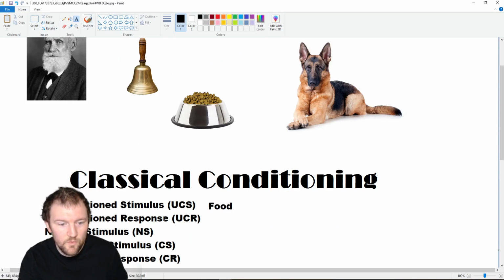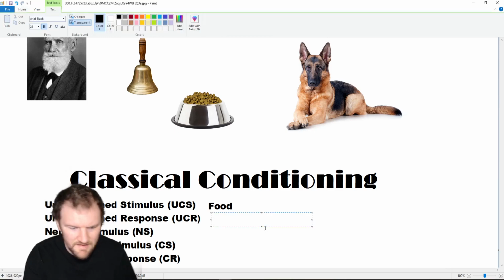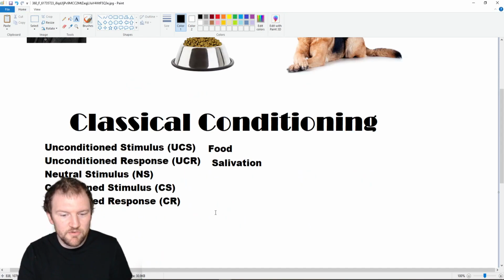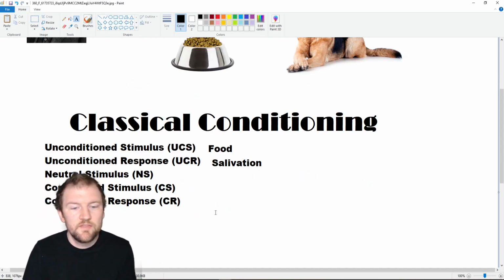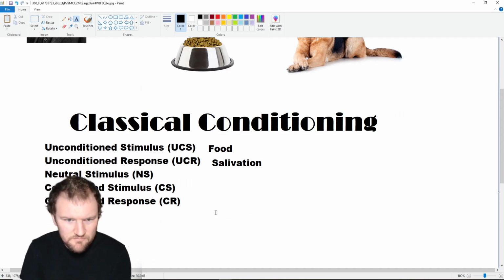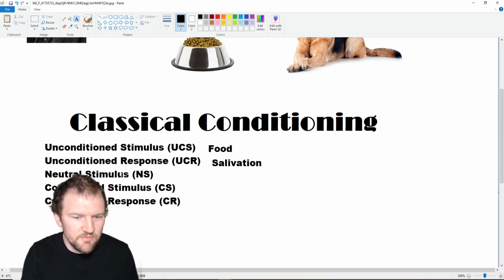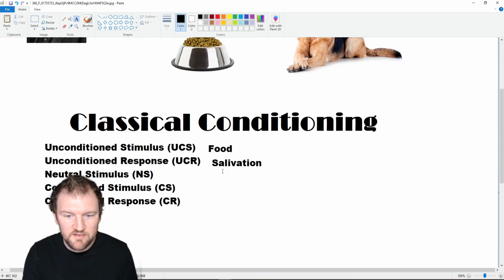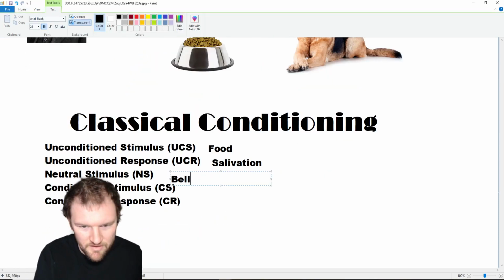And then, what was the unconditioned or unlearned response of the dog from the food? That would be salivation. The neutral stimulus is an object that is completely unrelated to the unconditioned stimulus, in this case food, but can be paired with the food to cause a similar response. And in this case, of course, it is the bell.